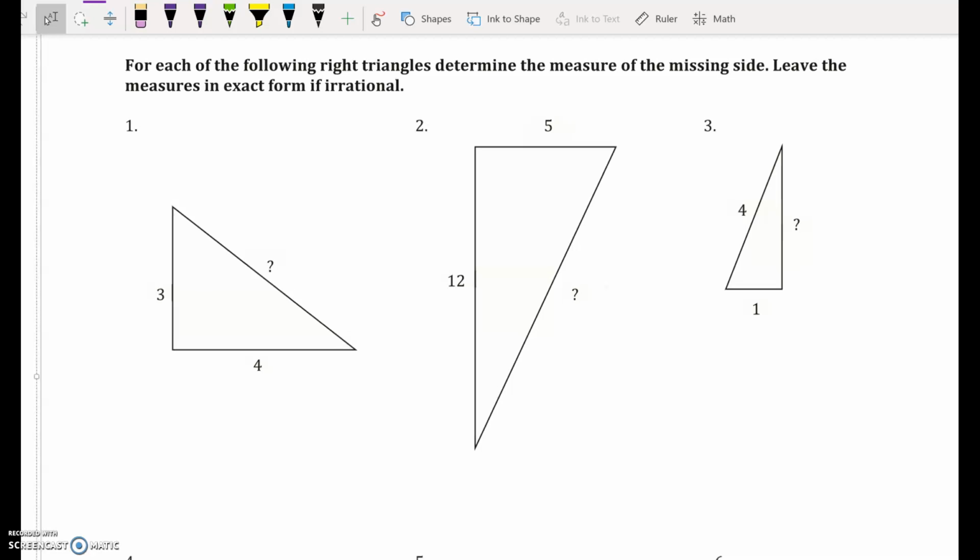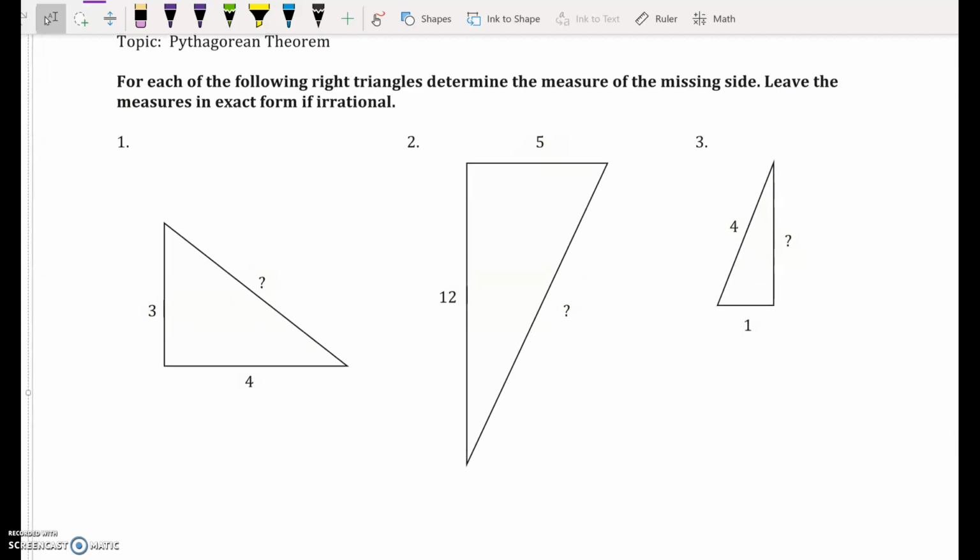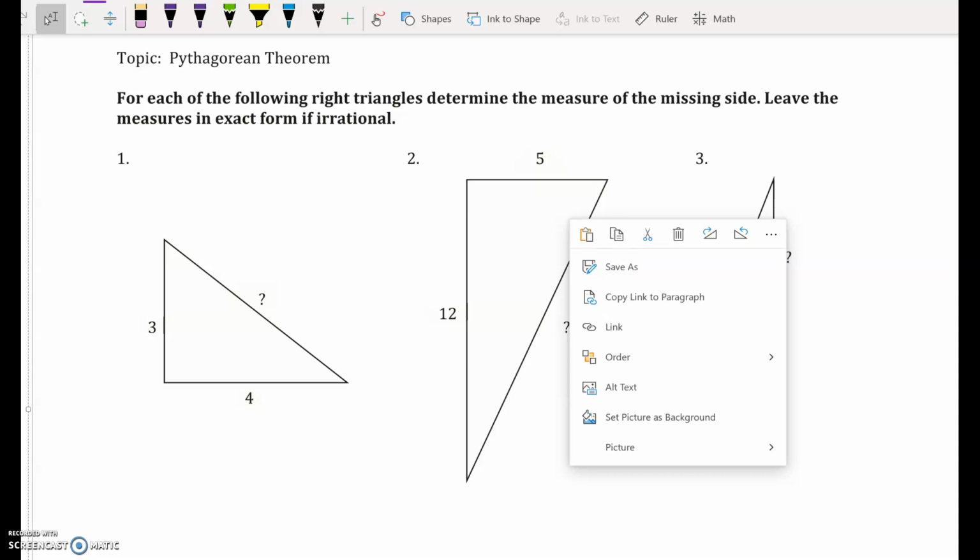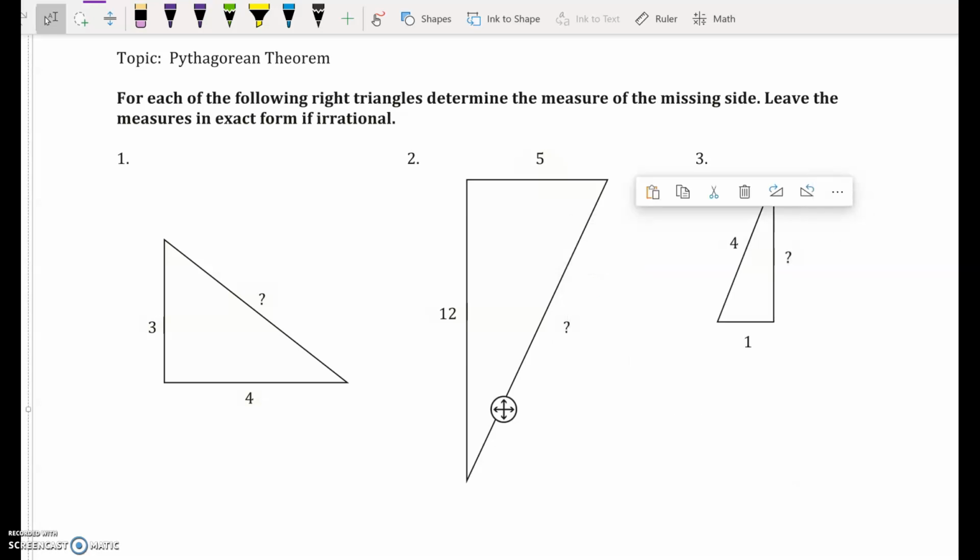All right, so guys, I'm recording this now. And I'm going to do a refresher about the Pythagorean theorem.